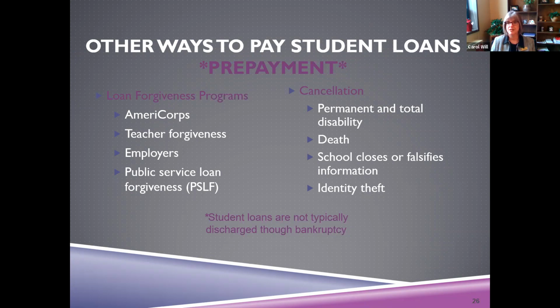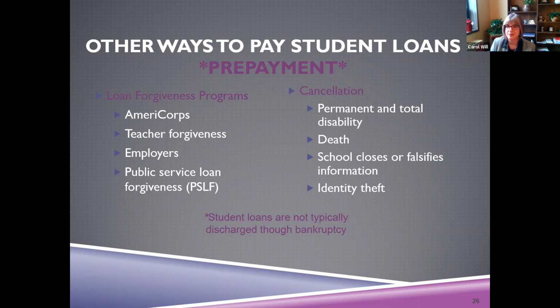This program forgives the remaining balance on your direct loans after you have made 120 qualifying monthly payments under a qualifying repayment plan while working full-time for a qualifying employer. You might be eligible if you are employed by a U.S. federal, state, local, or tribal government, or not-for-profit organization. If your school closes before you can earn your degree and benefit from the loans you borrowed for education, your repayment is canceled.